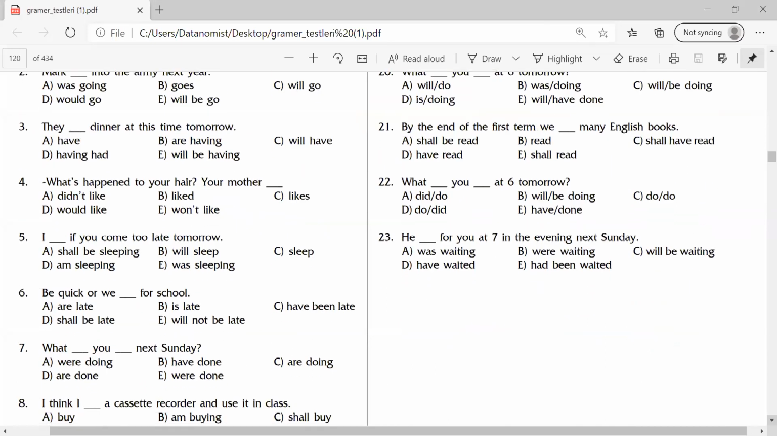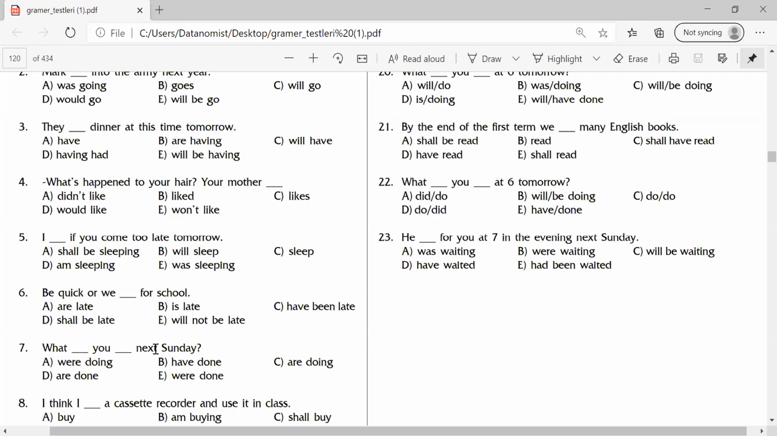See here. Fourth one. What has happened to your hair? Your mother dash. Your mother didn't like, your mother liked, your mother likes, your mother would like, your mother won't like. What's your answer? Won't like, isn't it? Your mother won't like it. Yeah. I'll leave this one. If I talk about conditional, then I'll talk about this.